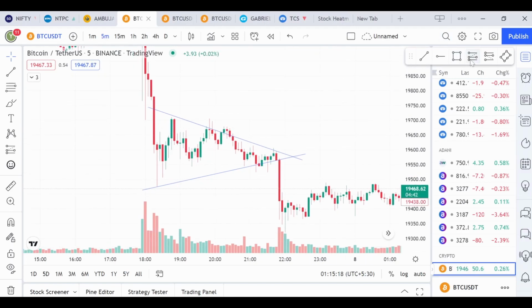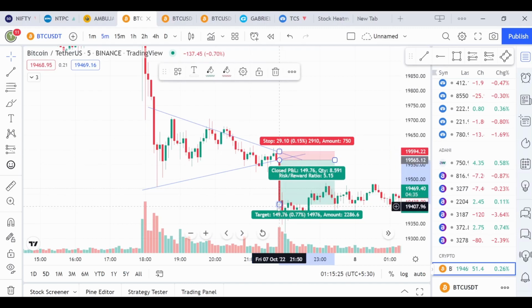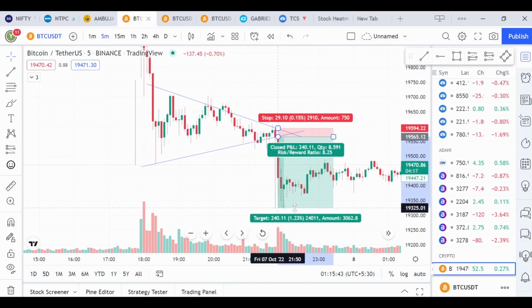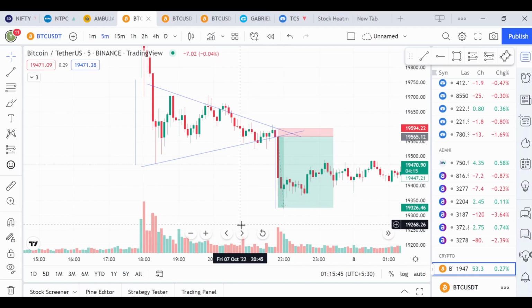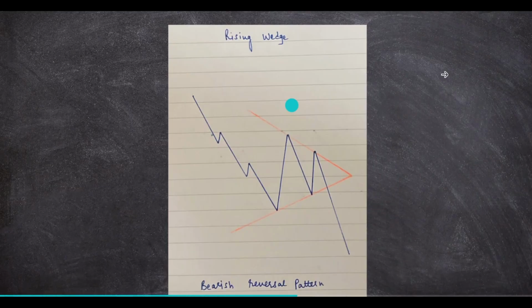So let's check our entry price and our target. Our stop loss will be over here if our chart pattern gets invalidated, and our target will be over here. And as you can see perfectly, our target was hit with a good risk to reward of 1:8. So as you can see, chart pattern trading makes it much easier for us to identify the trends. So we should always take help from chart patterns before entering trades.